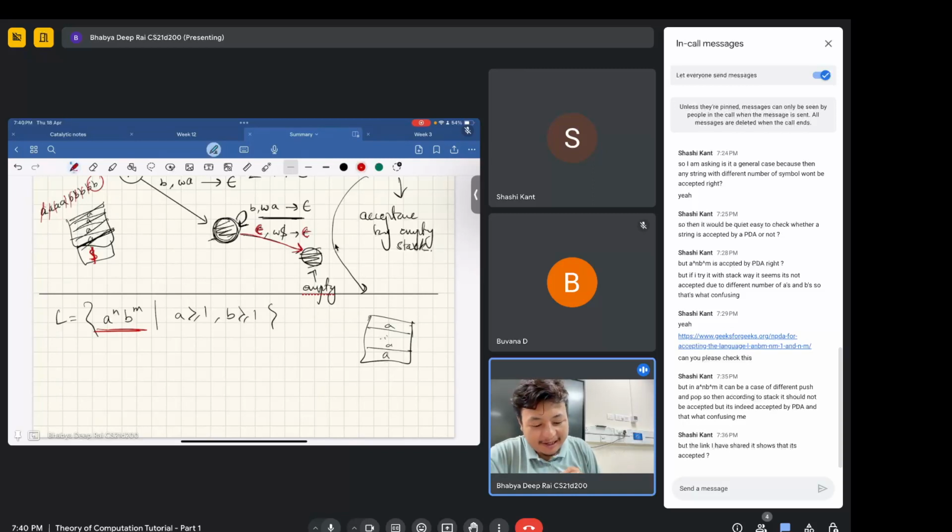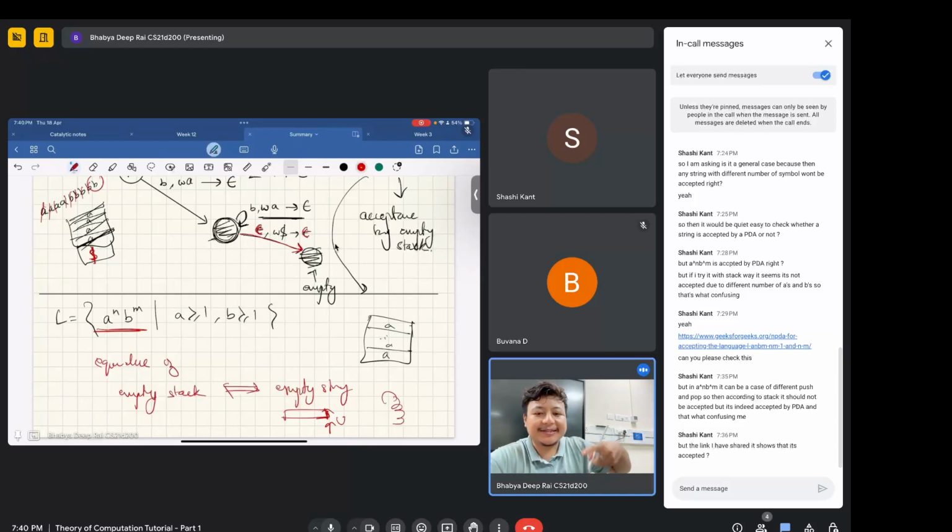Okay, the reason for the equivalence of empty stack and empty string. Okay, why is this the case? The proof is as follows. If I have a string and I reach the end of the string, then I can keep popping from the stack non-deterministically. As long as I see an epsilon, I can keep popping from the stack until the stack is empty.